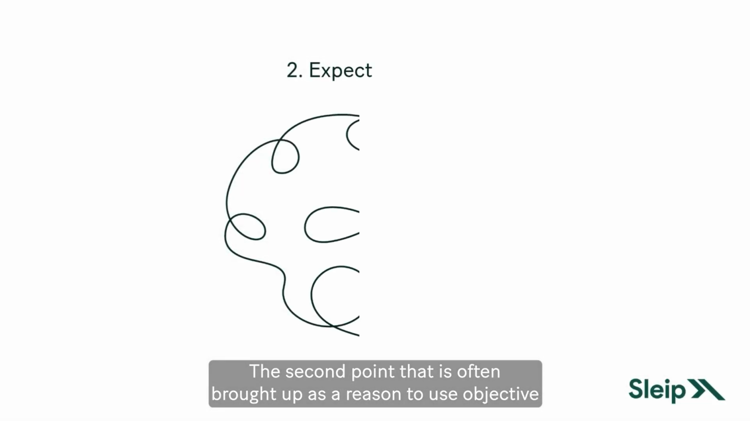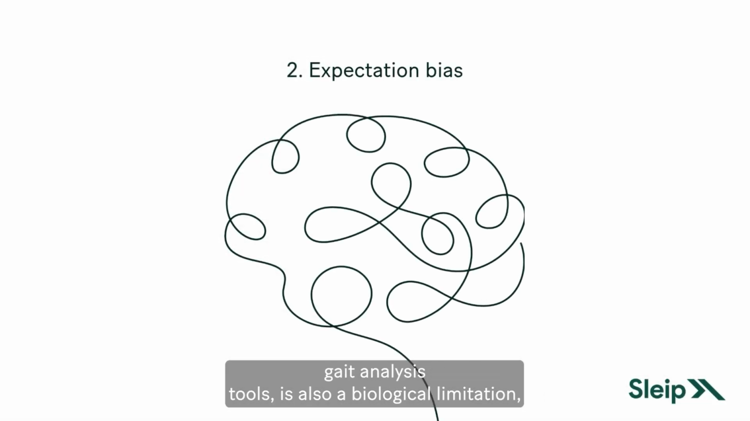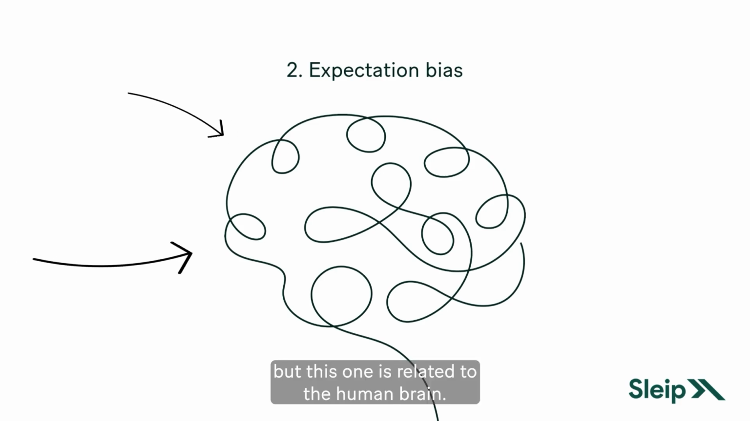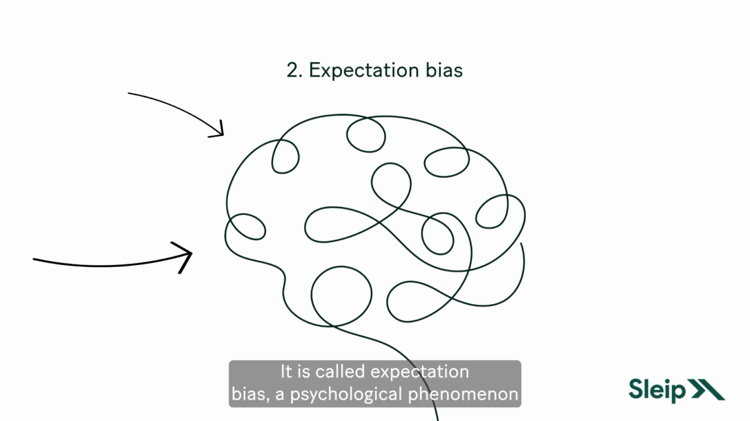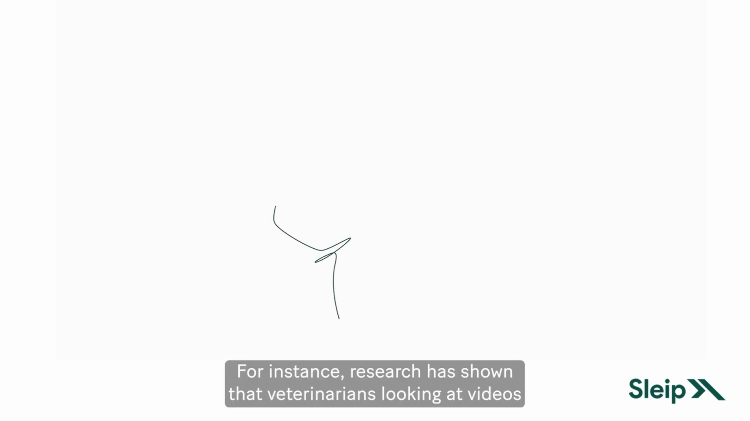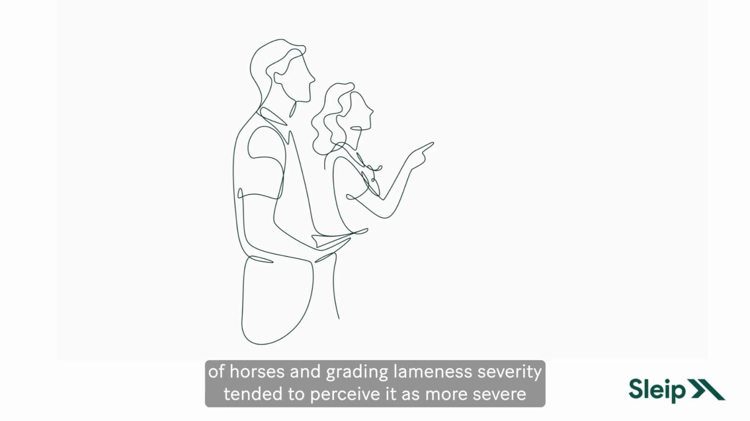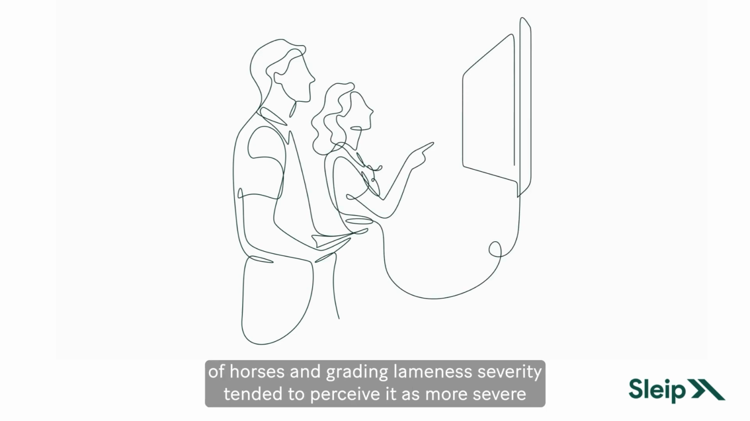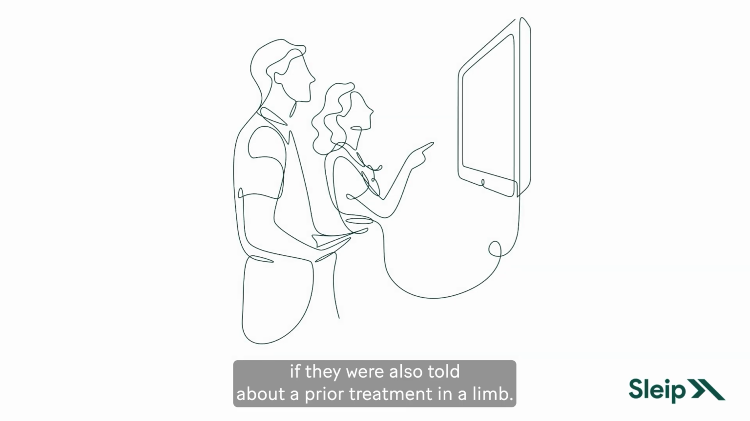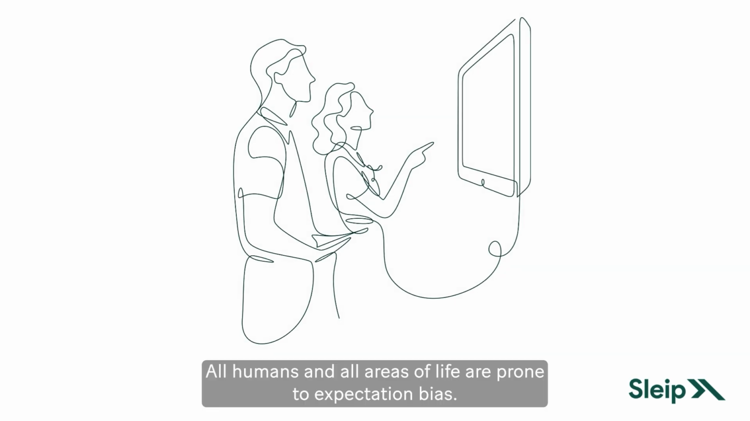The second point that is often brought up as a reason to use objective gait analysis tools is also a biological limitation, but this one is related to the human brain. It is called expectation bias, a psychological phenomenon whereby our expectations skew our interpretations of results. For instance, research has shown that veterinarians looking at videos of horses and grading lameness severity tended to perceive it as more severe if they were also told about a prior treatment in a limb. All humans, in all areas of life, are prone to expectation bias.